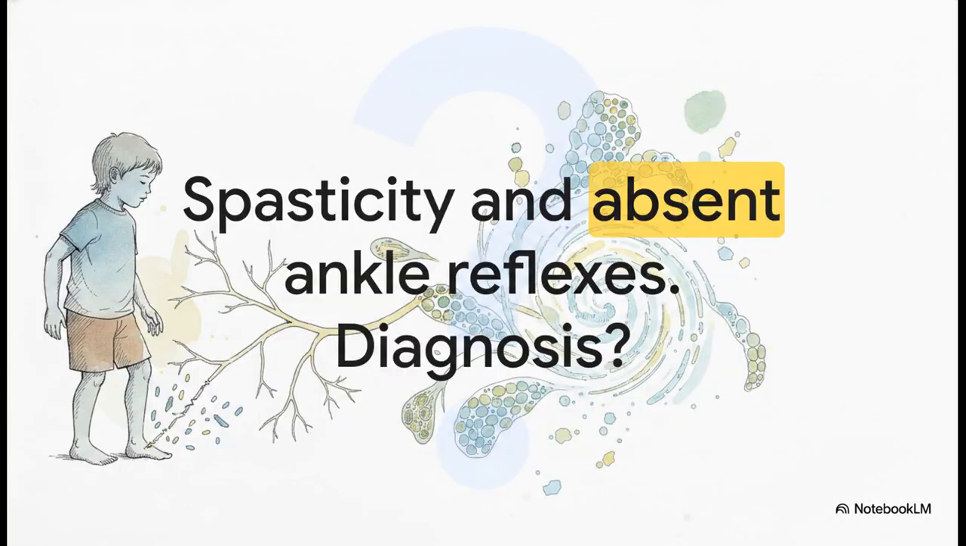Ready? Question 1. A 14-month-old has progressive gait disturbance, spasticity, extensor plantar responses, and absent ankle reflexes. Diagnosis? Bam! It's MLD, or Krabbe as a key differential. You can diagnose this instantly because of those dual central signs, the spasticity and extensor plantars, paired with the peripheral nervous system signs, those absent ankle reflexes.